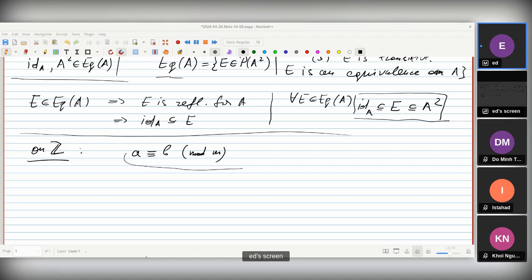F of n equals twice n. It is a function that returns even numbers, but it is not an equivalence relation. No. Look at that symbol. Look at that symbol I am highlighting in red. Do you know what it means?